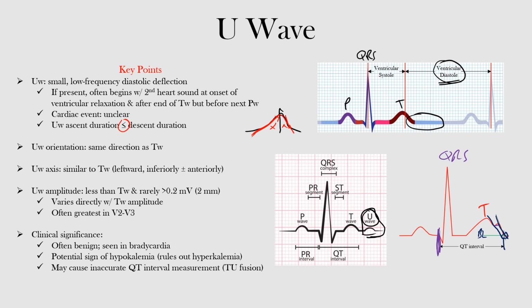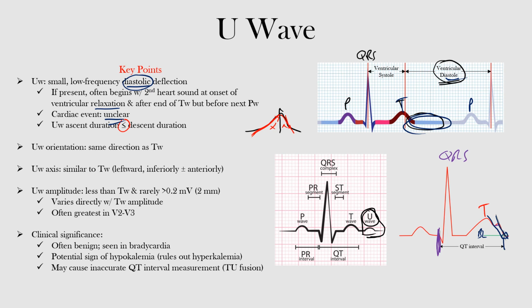All right, let's briefly review what we discussed before we end. Now, the U wave we said is a small, low-frequency diastolic deflection. It's not always present, and if it's present, it begins with the second heart sound at the onset of ventricular relaxation during diastole and after the end of the T wave, okay, but before the next P wave. So if you look here, this would be our next P wave, and it's coming before it. Here's our T wave, it's coming somewhere in this area, all right? Now, we said the cardiac event still remains unclear. There are some hypotheses that have been proposed, but still there's no clear consensus.